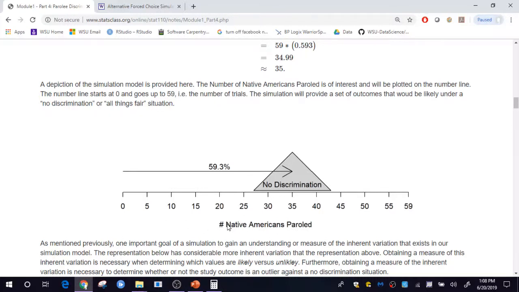So a depiction of my simulation model is going to look like this. Again, what I'm tracking here is the number of Native Americans paroled. It's going to range from 0 up to 59. Under a no discrimination situation, I should be 59.3% of the way up that number line. And again, the center of that distribution, or that pyramid, is going to be right here at 35. And again, my simulation model is going to try to mimic a no discrimination situation.